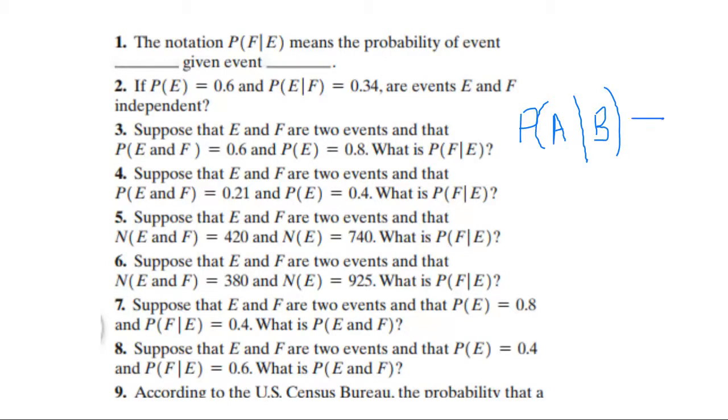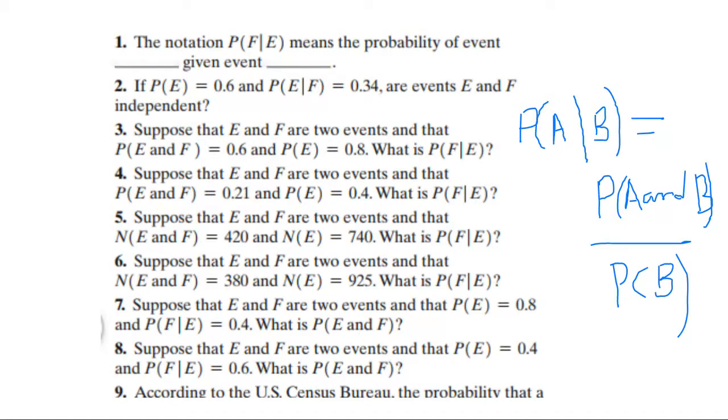And this is equal to, this is the formula. You take the probability of A and B, this is the word and, divided by the probability of B. And this is called conditional probability. I spent the better part of a video lecture talking about this, but we're going to do it. Now, number one is not an interesting problem at all. It says, this means the probability of event F given event E. That's just the way you read that.